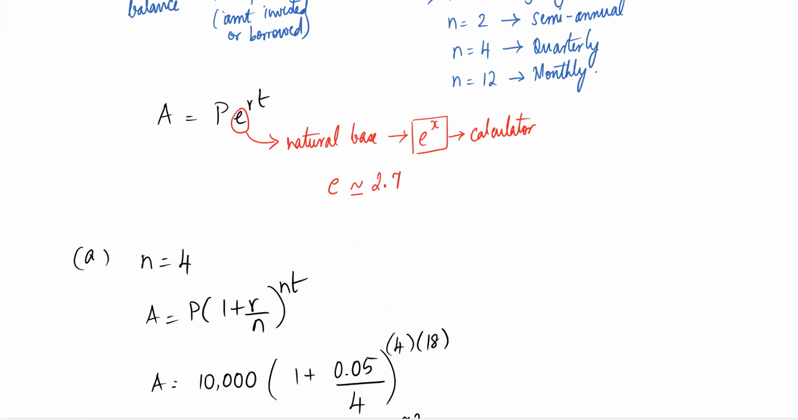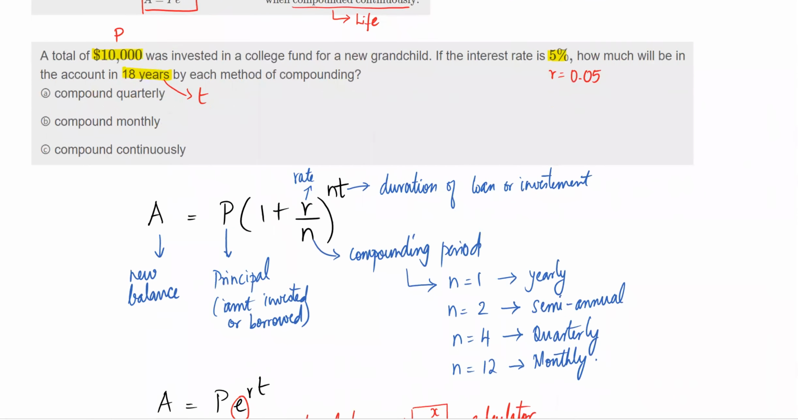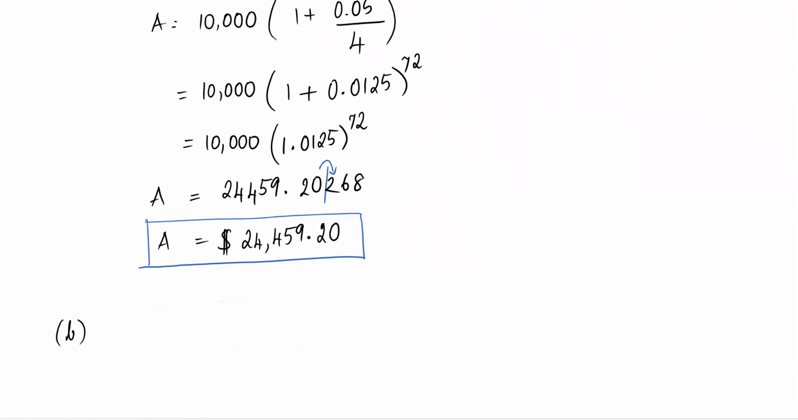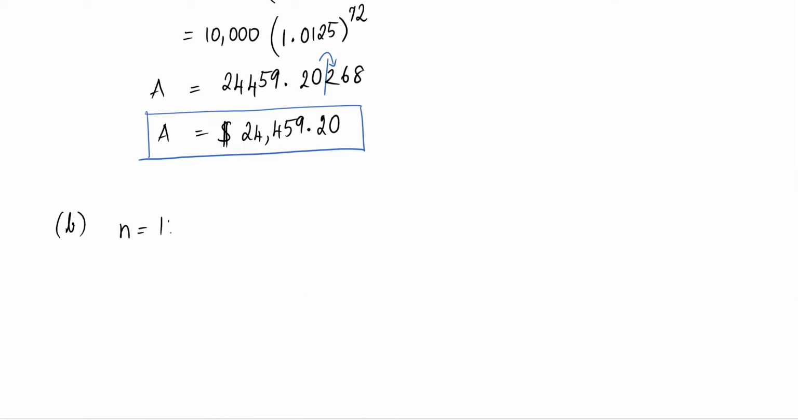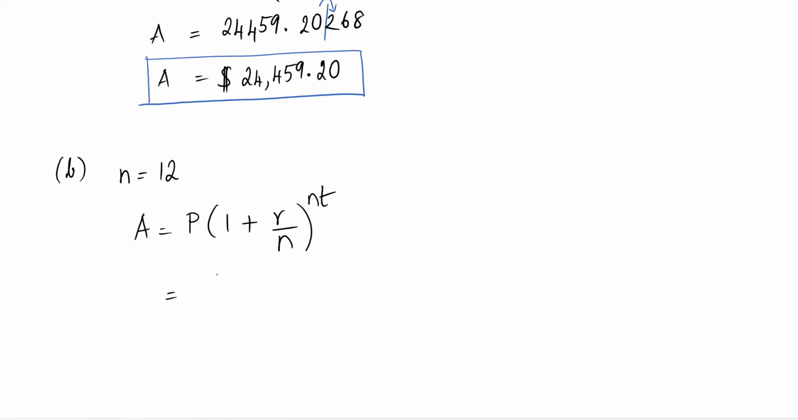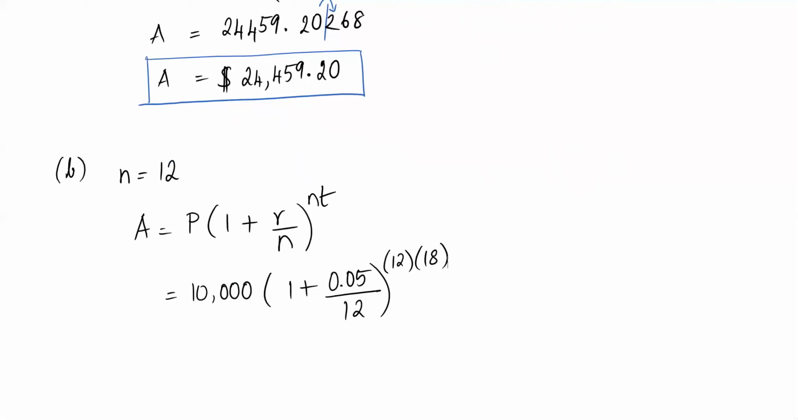All right, so next we have B, which is saying to compound monthly. If it's monthly compounding, n equals 12. So once again, we were able to fix a number for n, which means we're going to use the formula that involves n. And then let's plug in. All other details are the same. Only our n changes. The power n is 12 and t is still 18. So go ahead and do the computation.